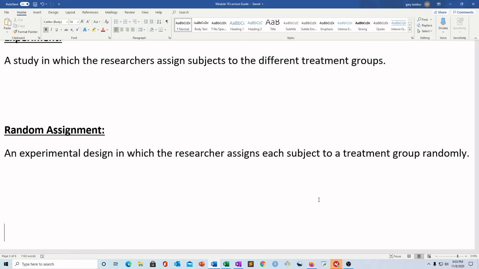If you randomly assign, this is very important, then we are confident that any statistically significant difference you find will be because of the explanatory variable difference. That's when we can do cause and effect. So we need random assignment to say cause and effect.